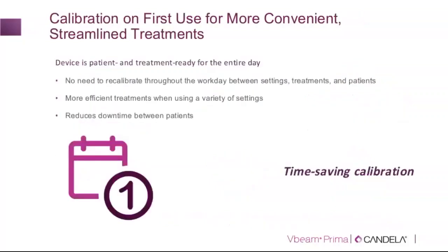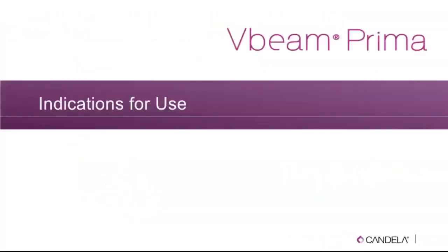Calibration is another feature whereby there's only a single calibration, which means once you switch on the Vbeam Prima, you just need to calibrate it once, and if you're changing spot size or pulse duration or fluence, you do not need to recalibrate again. This is currently the case with the Vbeam Perfecta, but with the Vbeam Prima, there is only one single calibration, regardless of changing spot size, fluence, or pulse duration.